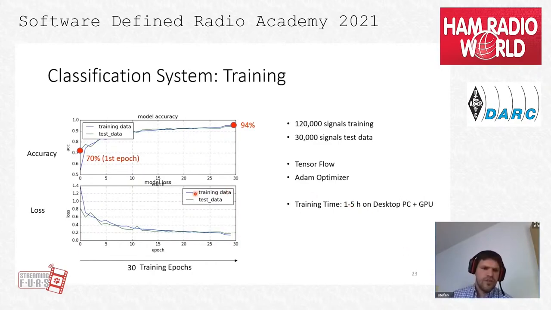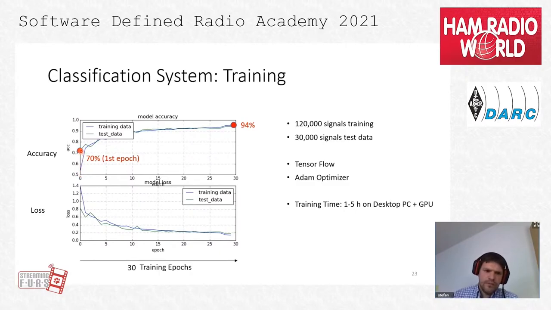This is how the system was trained. On the x-axis, you can see the number of epochs. So I have trained for 30 epochs. And you can see how the accuracy of the classification changes over training.